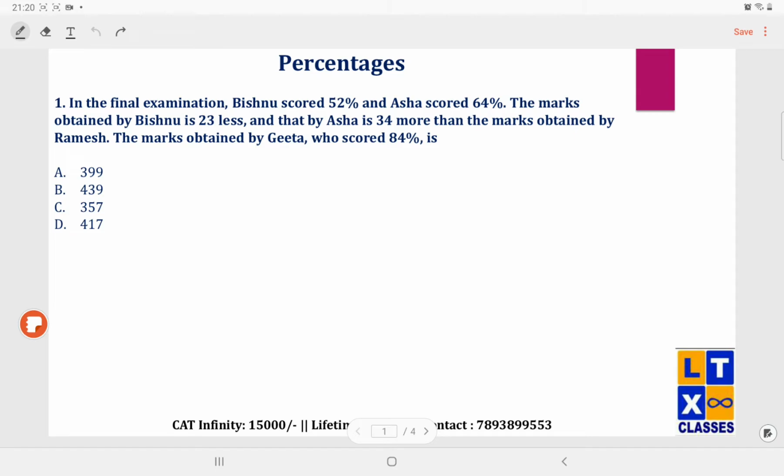Let's look at the first question. In the final examination, Bishnu scored 52% and Asha scored 64%. The information that we have is, I'll use B for Bishnu, B has scored 52%, A has scored 64%. The marks obtained by Bishnu is 23 less and that by Asha is 34 more than the marks obtained by Ramesh. So what they have given us in the question is the marks obtained by B and A relative to R rather than relative to each other.